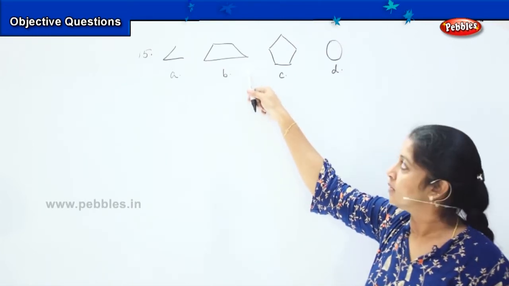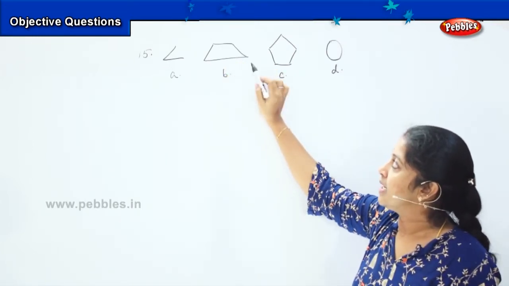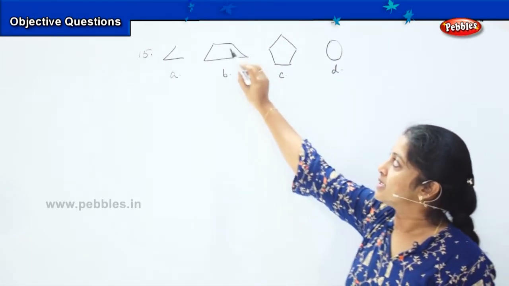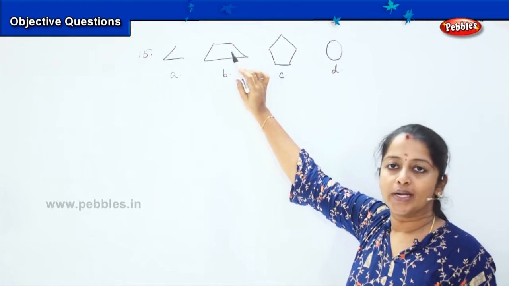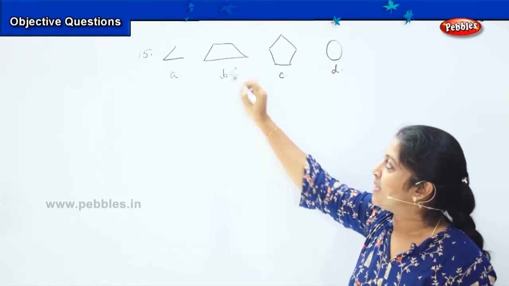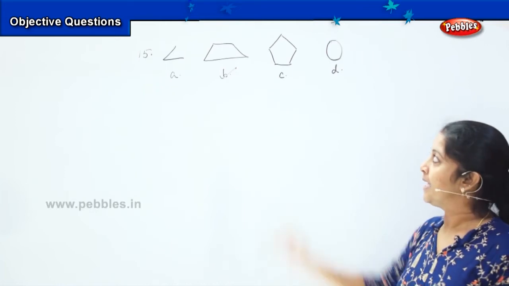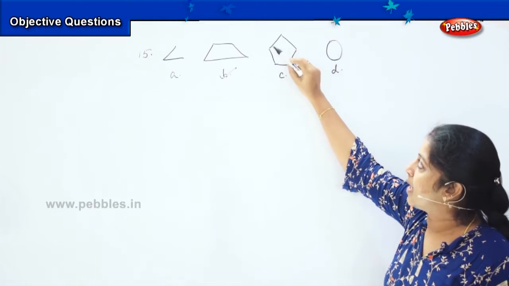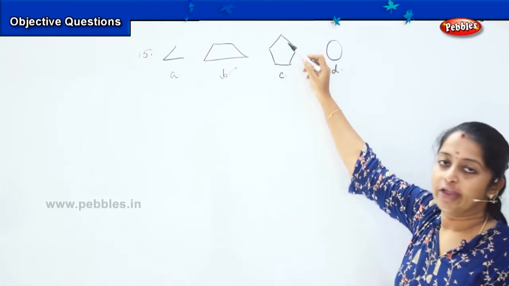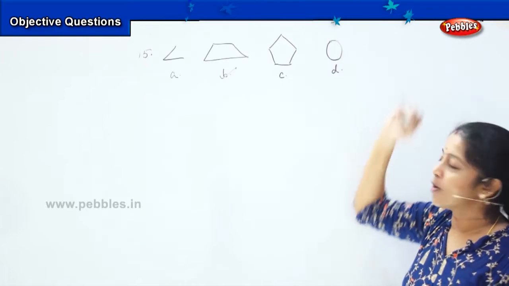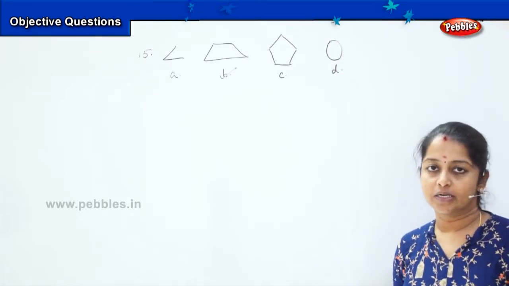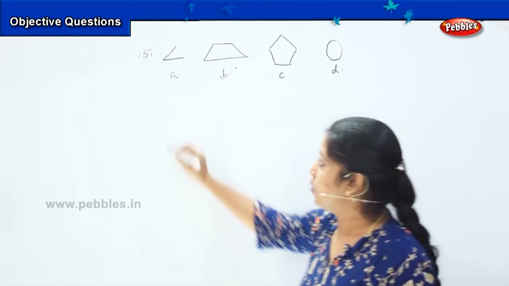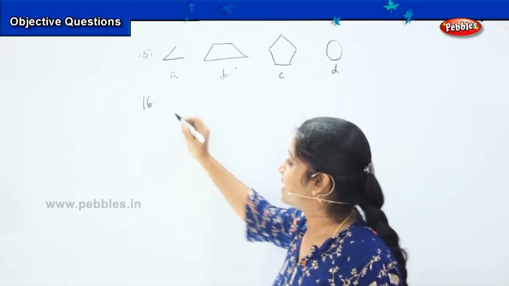What about this one? 1, 2, 3 and 4. Is it an example of a quadrilateral? Yes, because it has got 4 sides with 1 equal side. So option B is the right answer. Are C and D quadrilaterals? No, because C has got 1, 2, 3, 4, 5 sides, whereas option D is an example of a circle which has got no sides at all. Okay, so now we will go to question number 16.